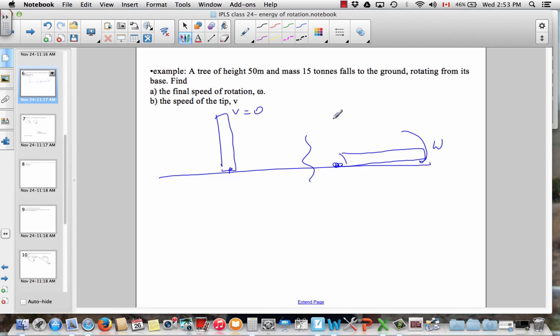Now this is a pure rotation. So at the end, there's just kinetic energy of rotation. We can treat this as a pure rotation, so we don't need to worry about translational energy. Now we'll ignore any work that's done by the roots lifting soil up here, so we'll say there are no gains or losses of mechanical energy. And at the beginning, there's just potential energy for the tree.